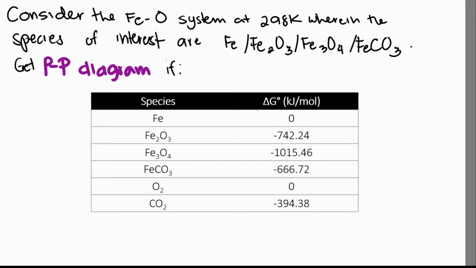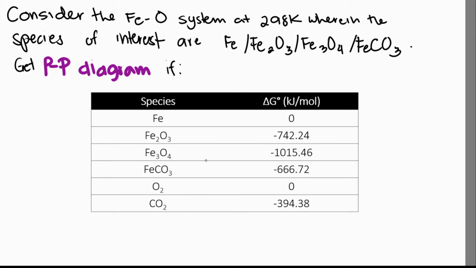Good day, everyone. So today I'll give you an example on how to solve our PP diagram or air pressure diagram. So for this problem, we consider the FeO system at 298 Kelvin, wherein the species of interest are Fe, Fe2O3, Fe3O4, and FeCO3. Get the PP diagram if the following are given: the delta G naught for Fe, Fe2O3, Fe3O4, FeCO3, and also our gases in question, or the gases in our atmosphere, will be oxygen and carbon dioxide.